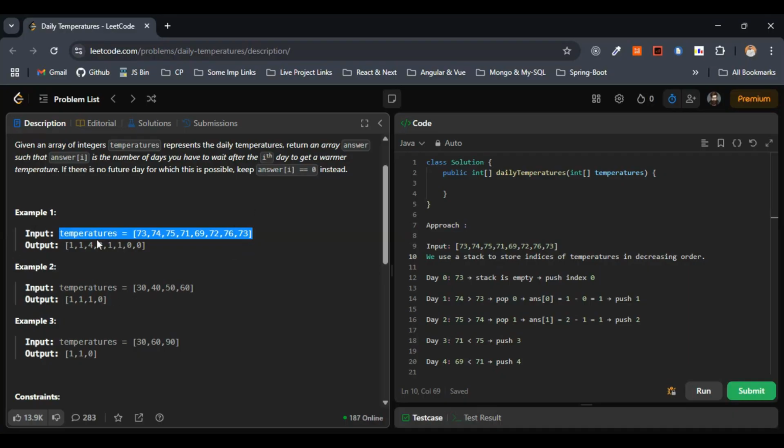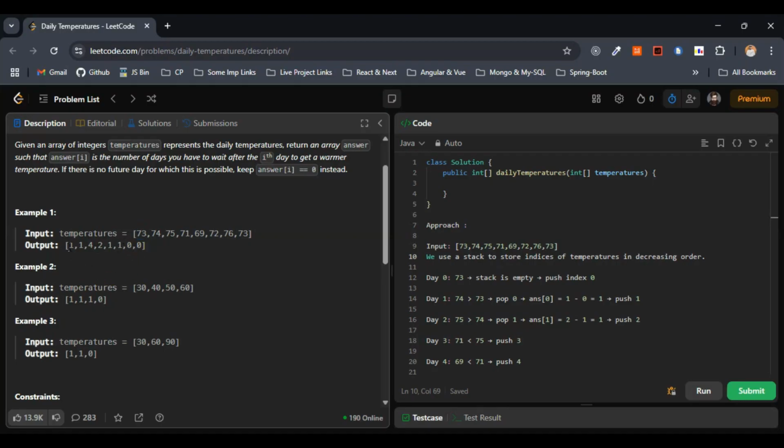The example is given here clearly. See 73, 74, 75, 71. The value has to be greater than the previous value, to get a warmer temperature than the previous day. That's what we need to find here. So here we have 73, and the next day we have 74. Yes, we have got the next day with a warmer temperature than the previous one.